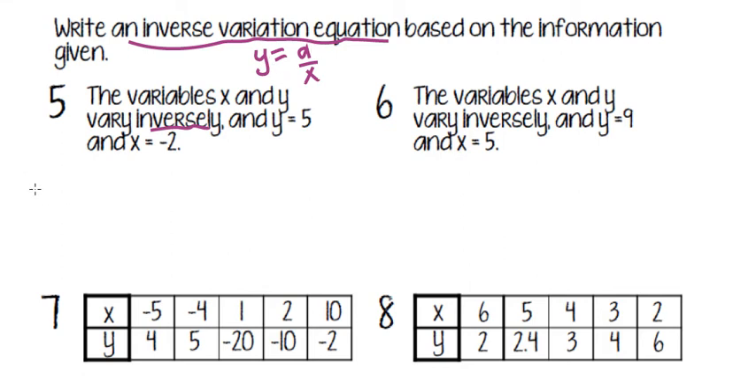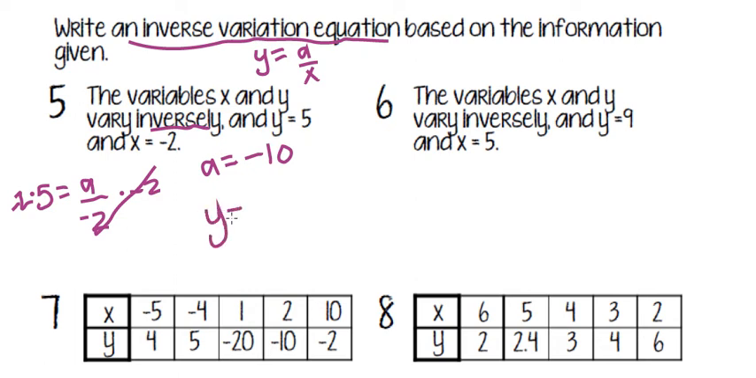So we're going to say not y equals, we're going to say 5 equals a over, we don't know what a is, but we know that x is -2. So if I want to isolate that a, I multiply both sides by -2. And I get here that my value of a is equal to -2 times 5. So my a value here is -10. So my inverse variation equation is just y is equal to -10 divided by x.